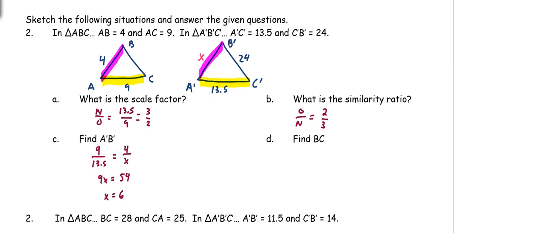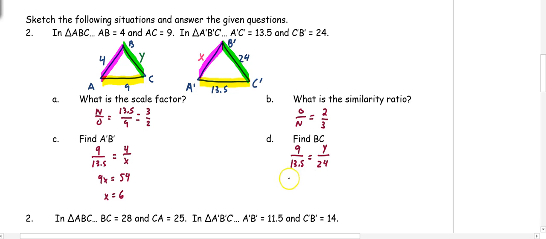In our second part, we need to find BC. So we're going to call BC y, and we know that BC matches up with B prime C prime, which is 24. So when I set up my ratio to solve, I'm going to use those same sides again. I'm still going to use 9 over 13.5, set equal to, since I'm looking for BC, y over 24. When I cross multiply, I get 13.5y equals 216. And when we divide by 13.5, we get that y is 16.